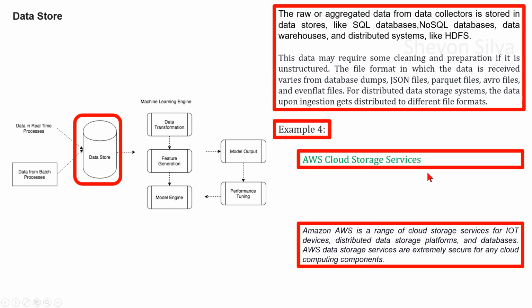As another example, we can consider AWS Cloud Storage Services. Amazon AWS is a range of cloud storage services for IoT devices, distributed data storage platforms, and databases. AWS data storage services are extremely secure for any cloud computing components.